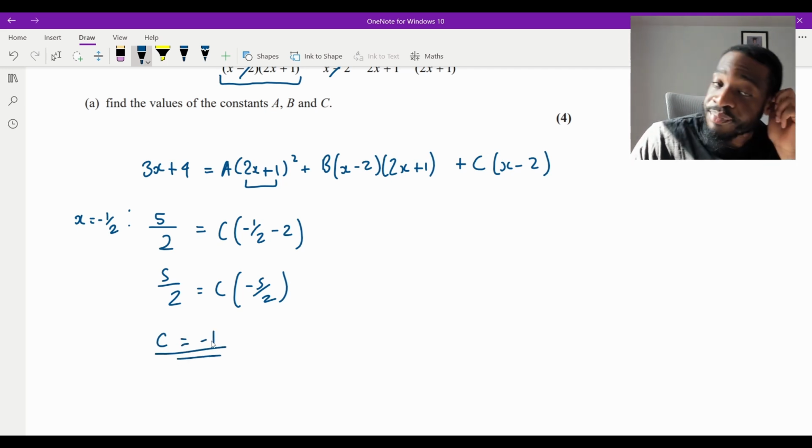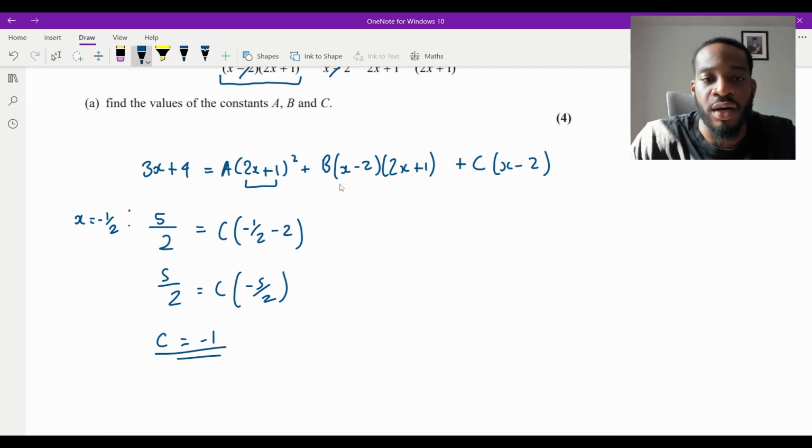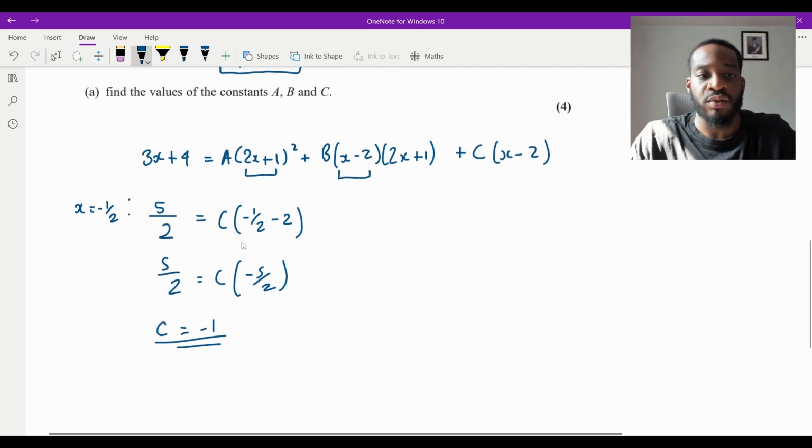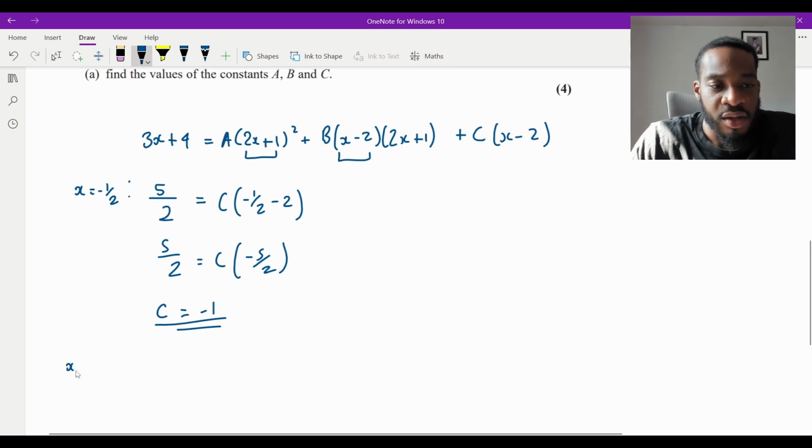So c is minus 1. Now I'm going to make this 0, right? X minus 2 equals 0, that means that x is going to equal 2. So I'm going to plug in x equals 2 into there. So if x is equal to 2, then if I plug 2 into there, I'd have 3 times 2, which is 6. 6 plus 4 is 10.